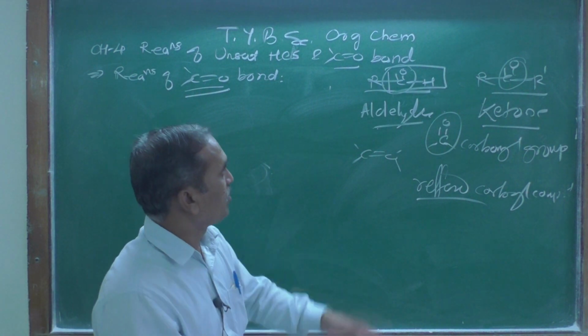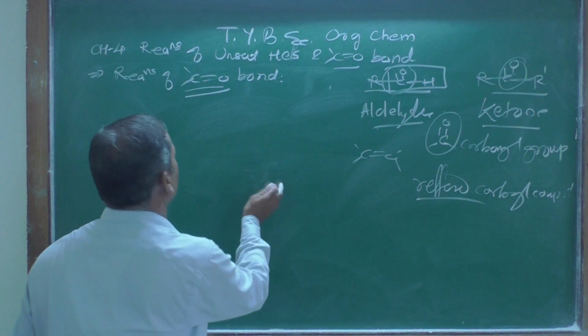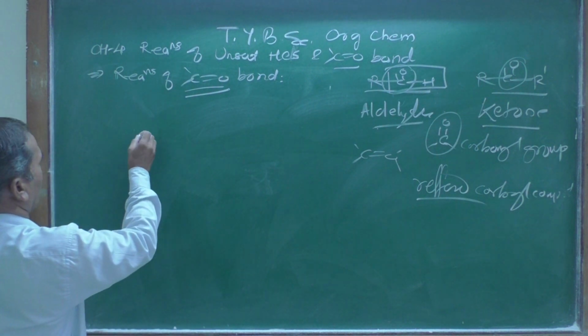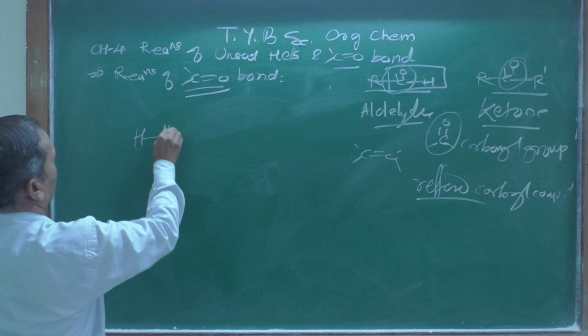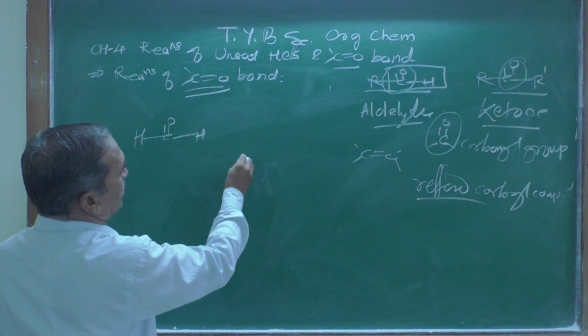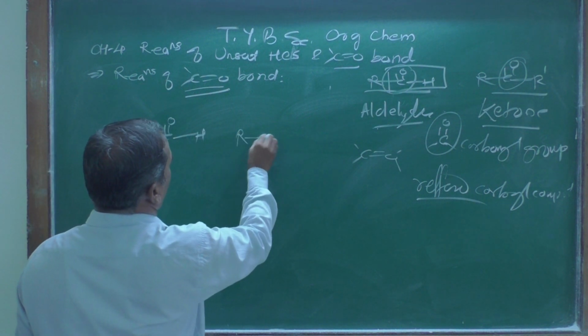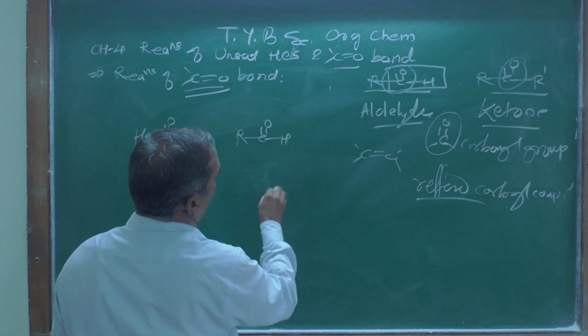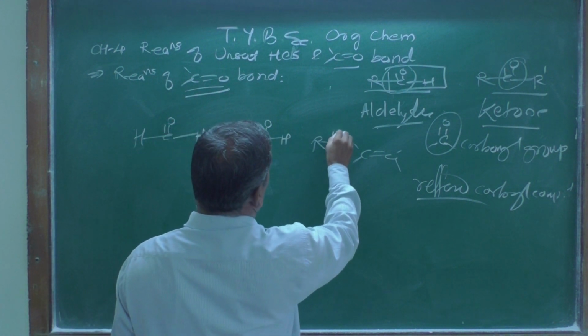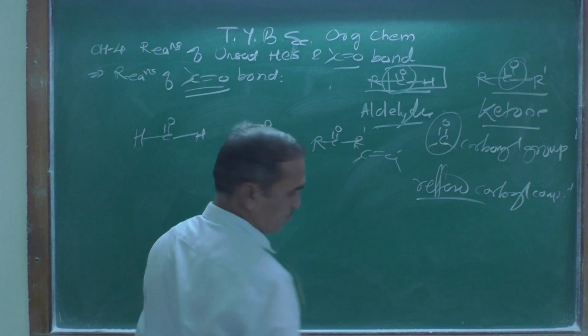right? So now let us see, as one of the compounds I am drawing here, HC double bond OH. What is this? Or here RC double bond OH. What is this? And RC double bond O R dash. What is this?